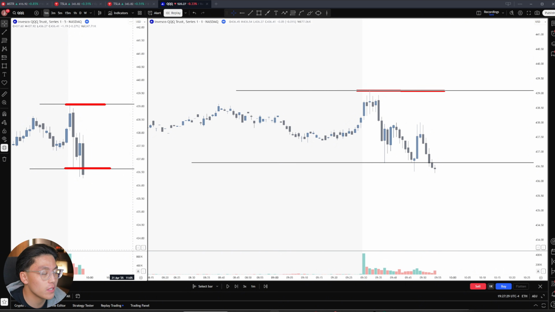Just based off this price action here, you can see we have our range established. We end up having some buyers that stepped in off our low. We had a nice pop higher, but now you can see sellers are stepping in, creating lower highs.